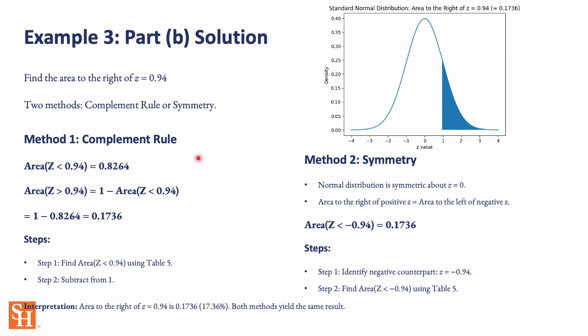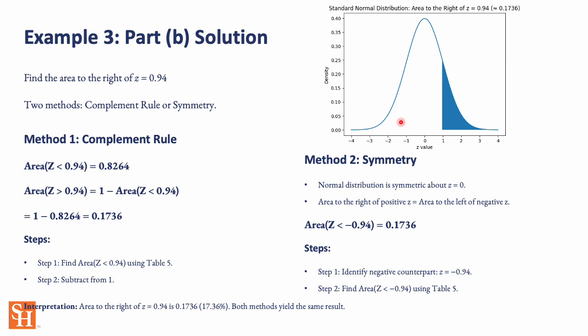And another way we can also find this value, we know that the standard normal distribution is symmetric, right? Therefore the area to the right side of 0.94 is the same as the area to the left side of negative 0.94, since the distribution is symmetric. Therefore what we can do is find the area to the left side of negative 0.94.